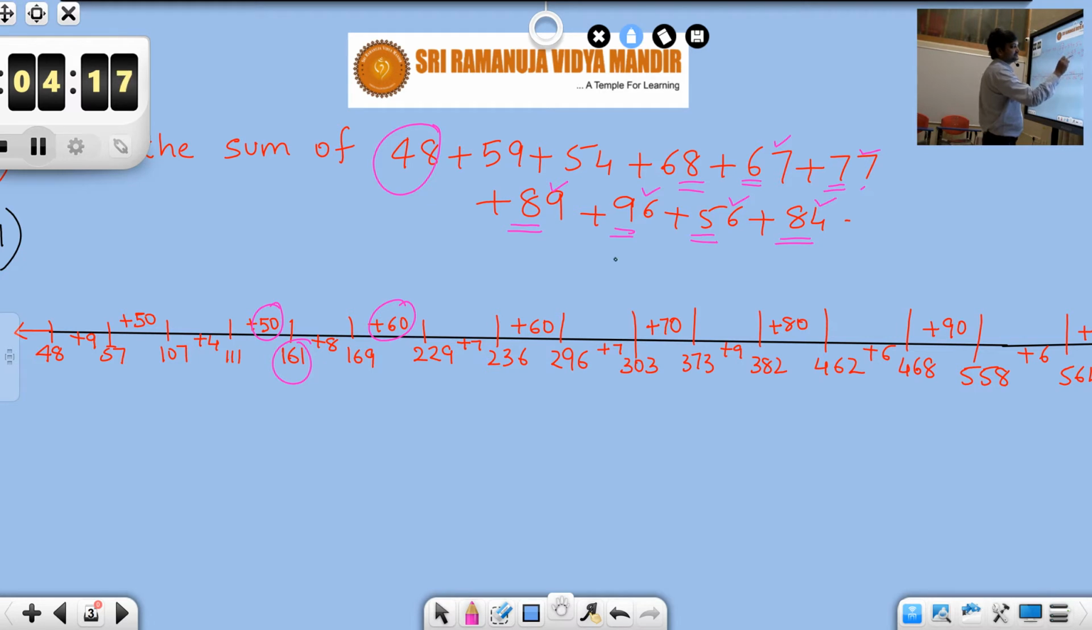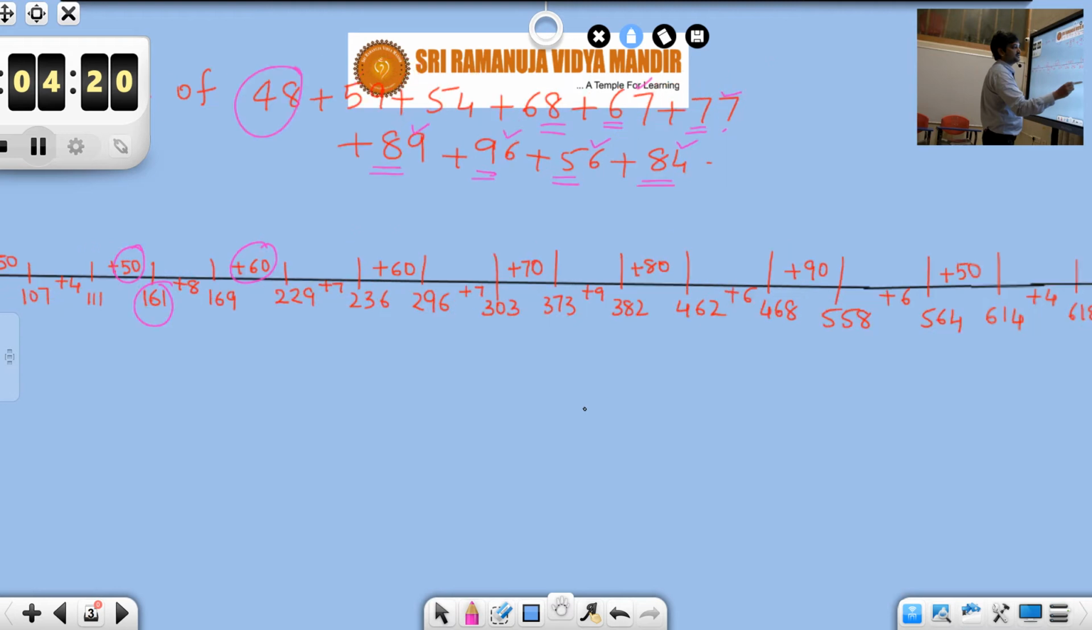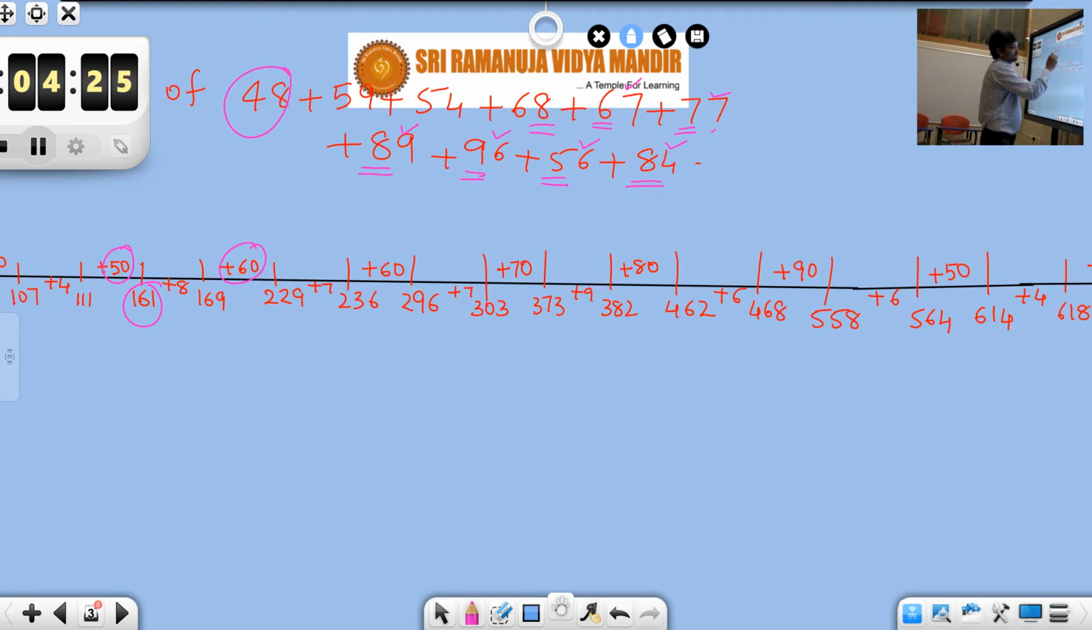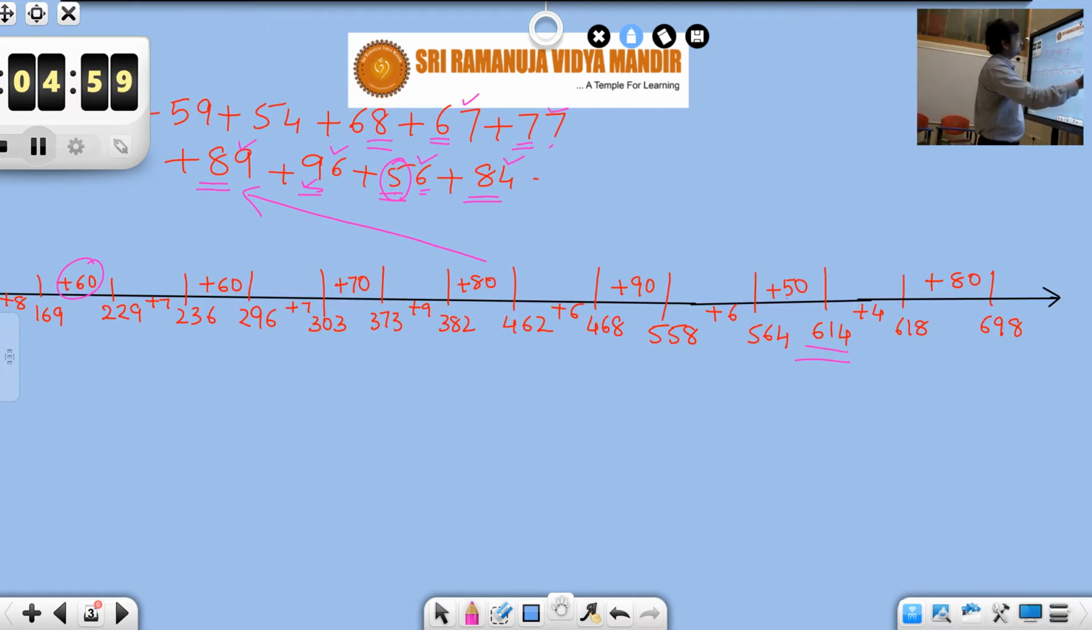373 plus 9, 382, 382 plus 80, that is 462, and then 462 plus 6, 468, 468 plus 90, that is 558, 558 plus 6, 564, 564 plus 50, this is 614, 614 plus 4, 618, and then 618 plus 80, it is 698 finally.